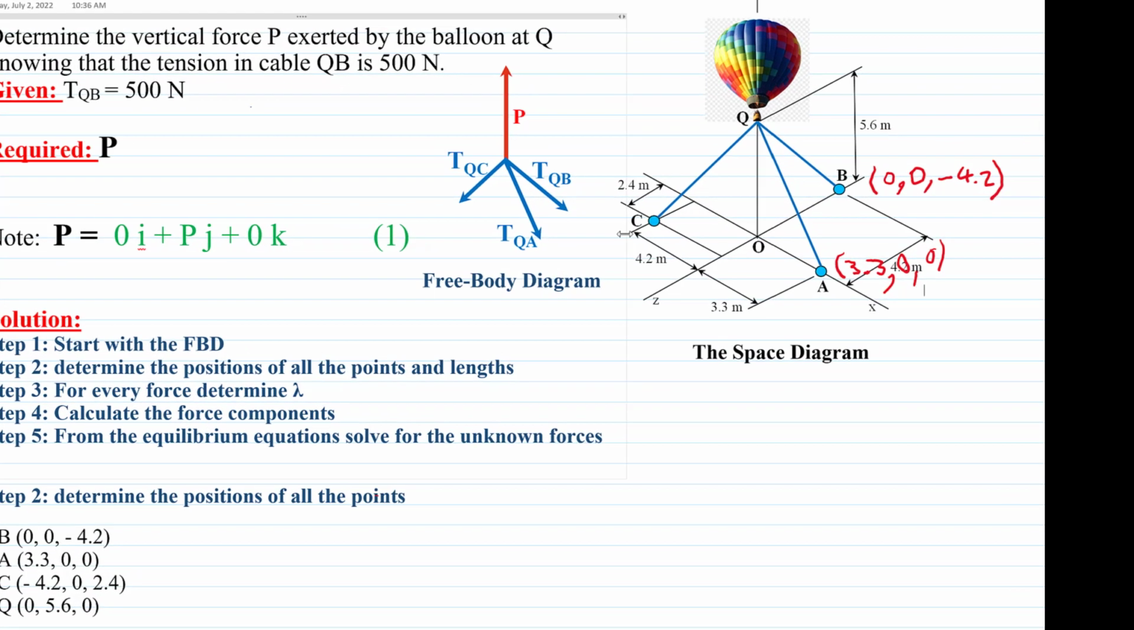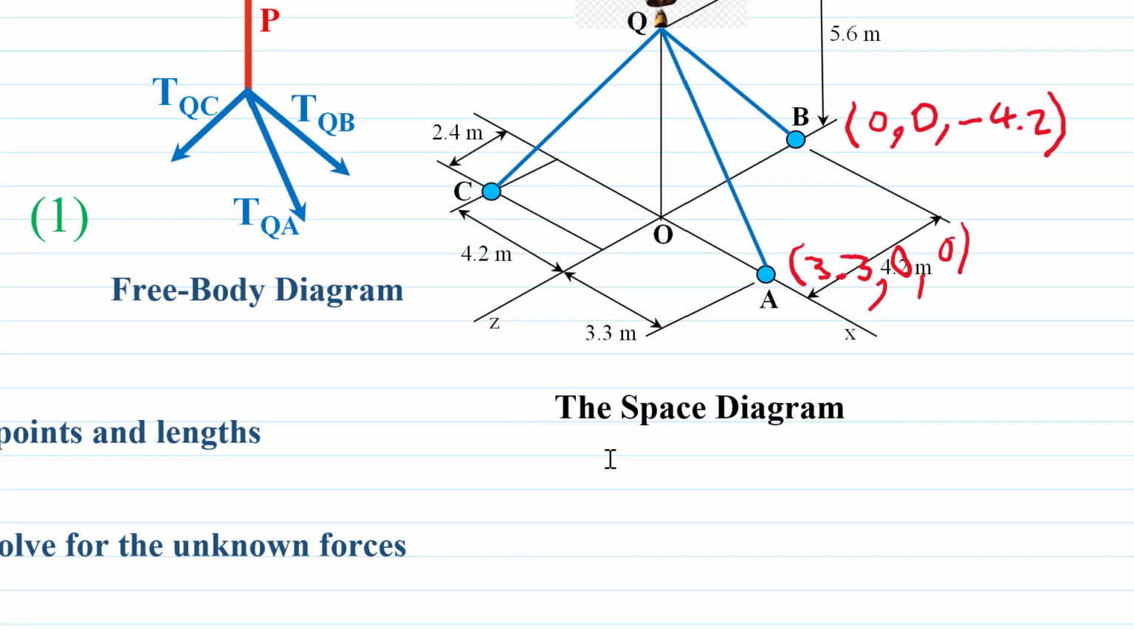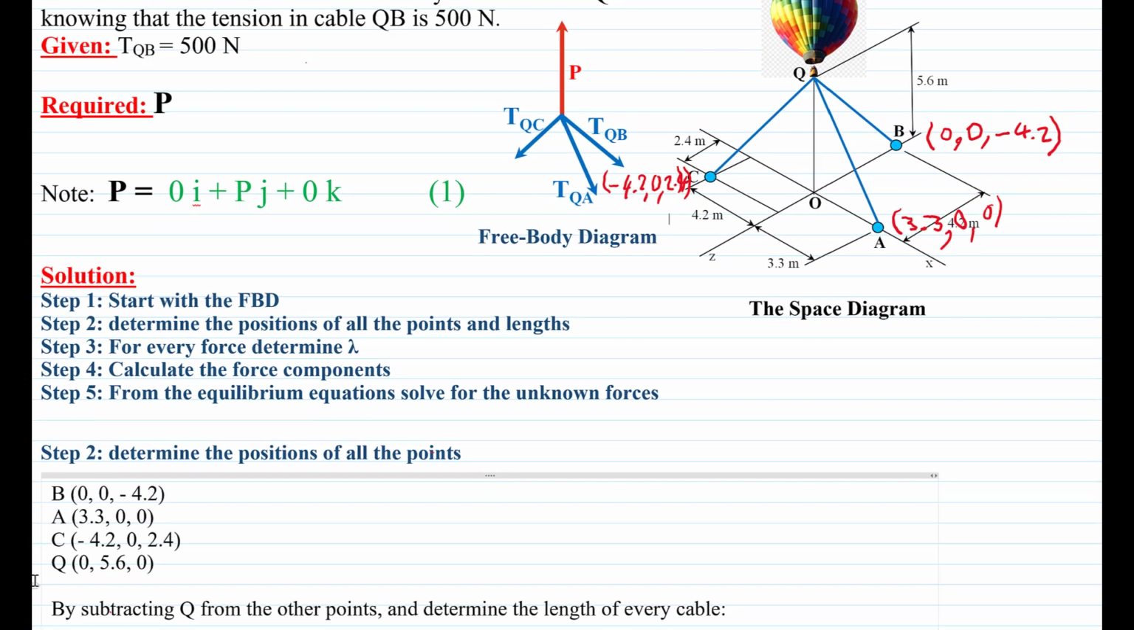Now the third point is point C. As you can see here, x is minus 4.2. The y component is 0. And the z component is positive 2.4. So we wrote the values for point C here: minus 4.2, 0, and 2.4. So we got all 3 points A, B, and C.